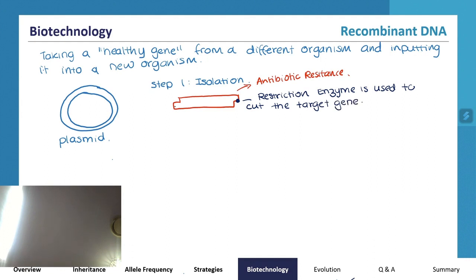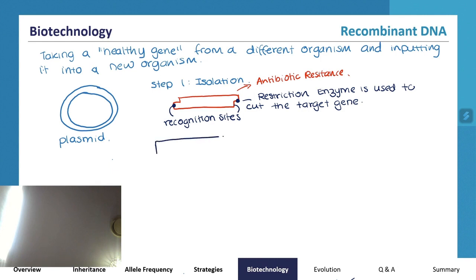Now, the start and end of the restriction enzyme are called recognition sites. Recognition sites basically identify, oh, this is the start of the gene and this is the point where the gene finishes. There are two ways that a restriction enzyme can cut a target gene. The first one is straight down.